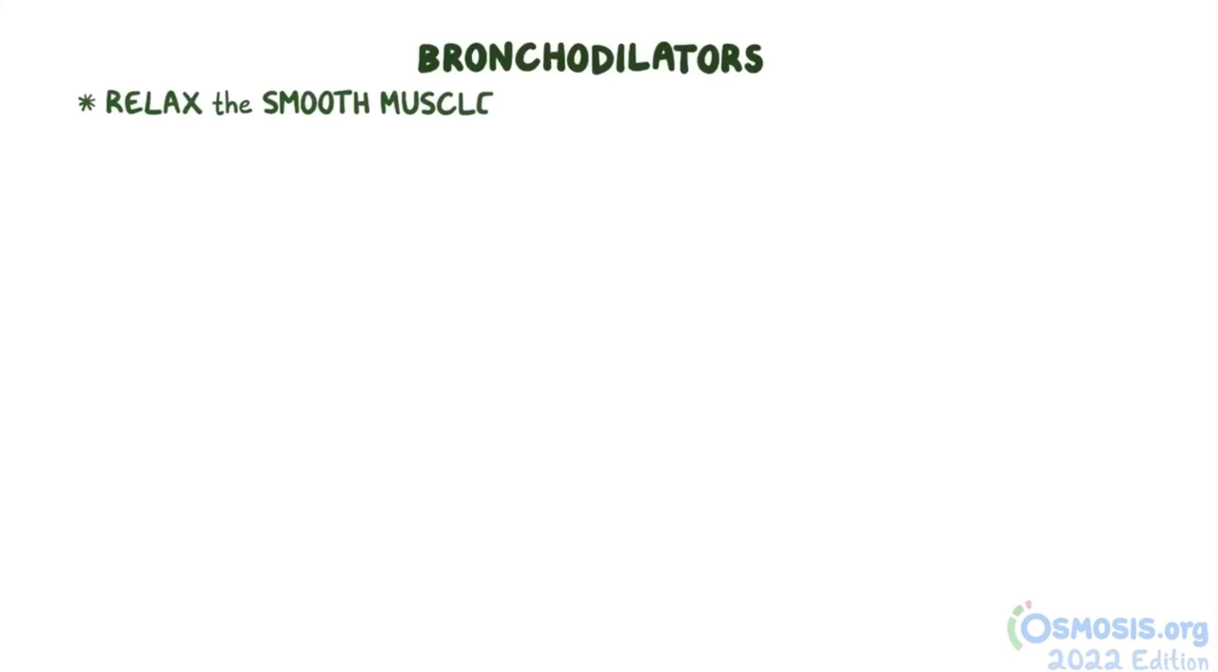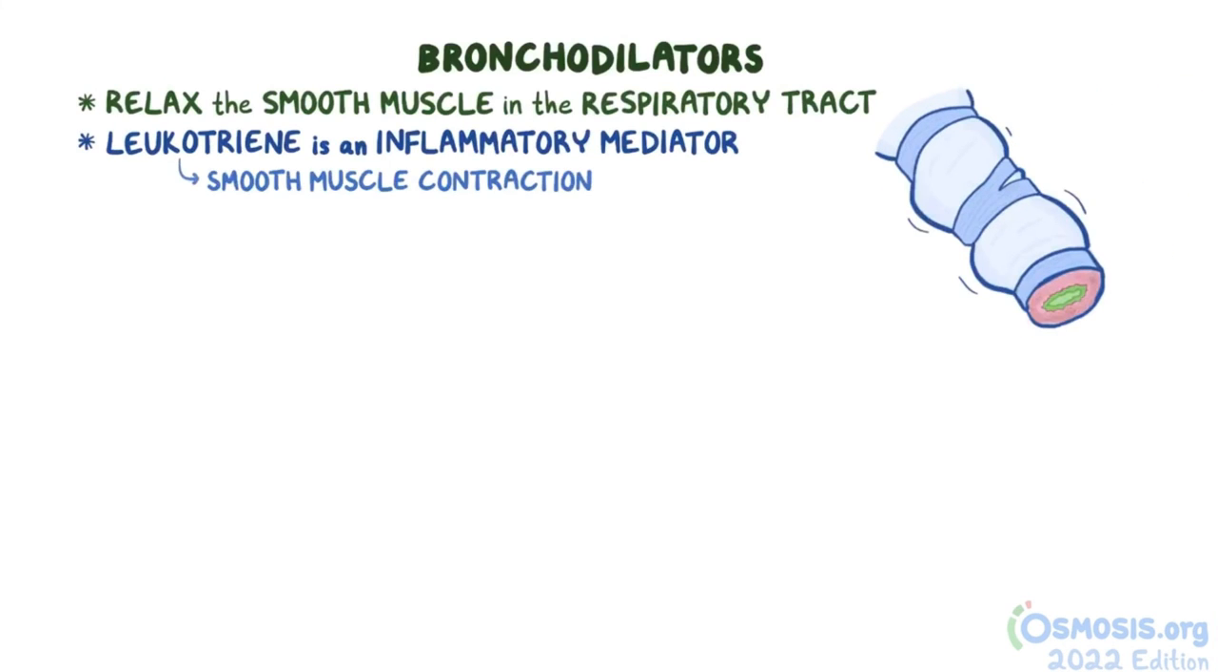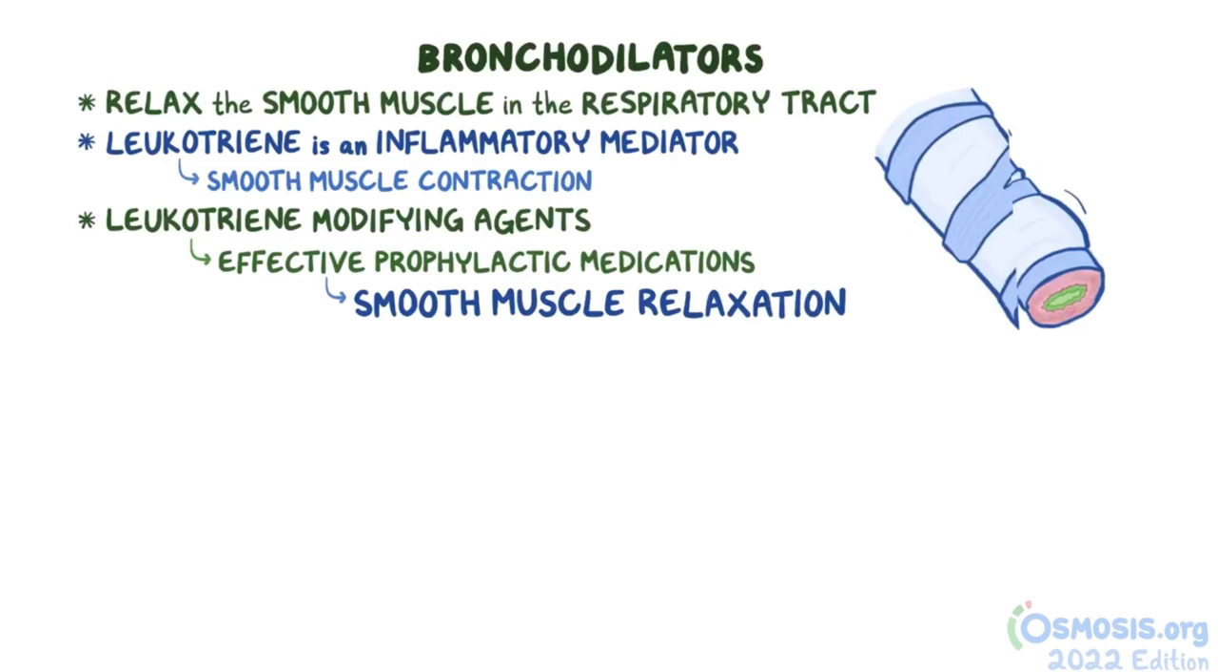Alright, as a quick recap. Treatment of obstructive lung diseases like asthma include bronchodilators, which relax the smooth muscle in the respiratory tract and dilate the airway. Leukotriene is an inflammatory mediator that causes smooth muscle contraction. So, leukotriene modifying agents like Zyleuton, which decrease its synthesis, or Montelukast and Zafirlukast, which block its receptor, are all effective prophylactic medications that result in smooth muscle relaxation.